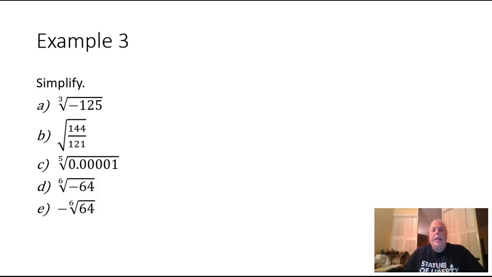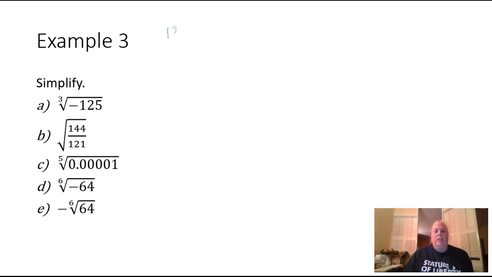This is example 3 from lesson R.2. We have 5 examples here where we're supposed to simplify these radical problems. Okay. In A, we have the cube root of negative 125.